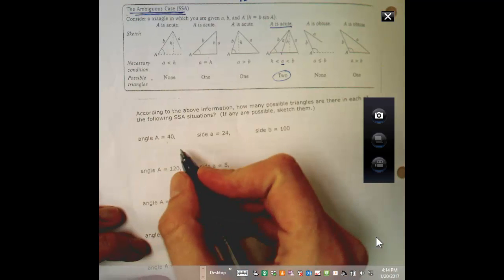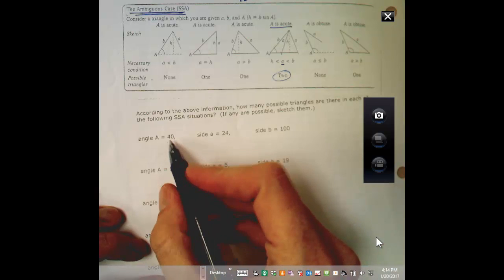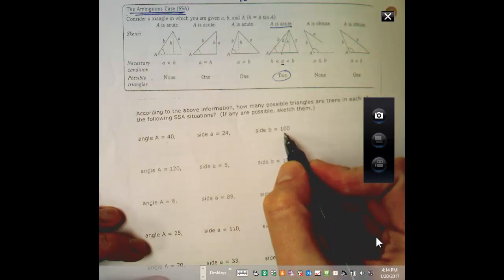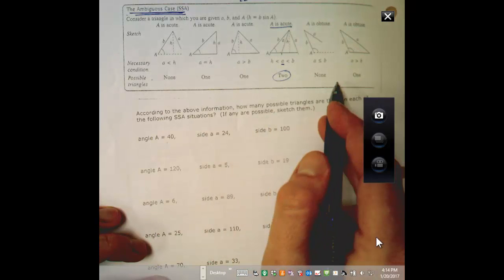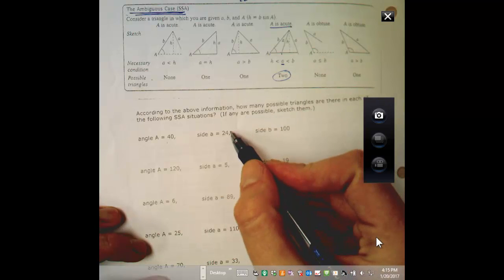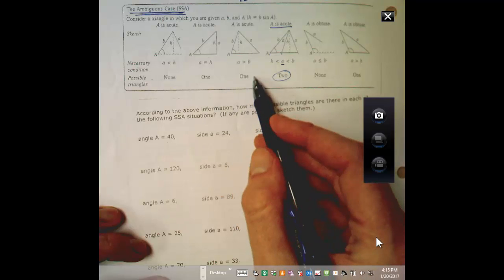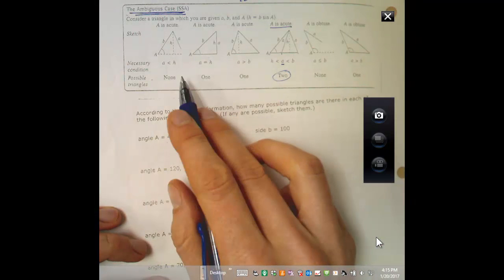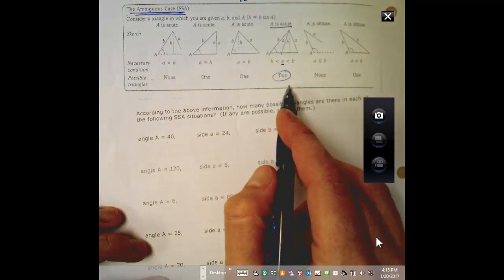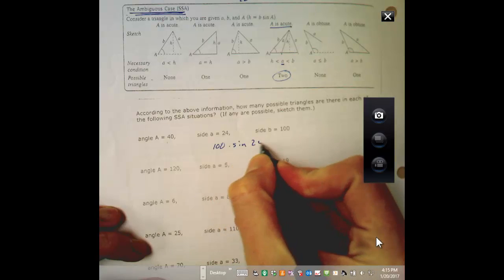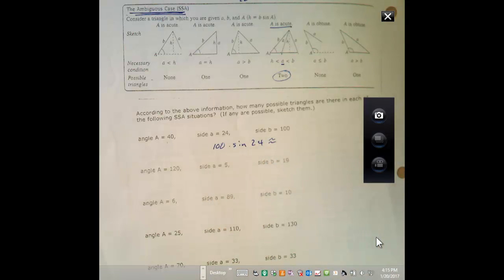So you can take this information and say, well, if I've got an angle of 40 degrees, side opposite is 24, and there's another side of length 100, which of these cases are we talking about? So A is acute, so it's not these two, and side A is less than B, and so it's not that one. And so we don't know if A then is less than H or equal to H or greater than H. So we just have to find H. So H is equal to B times the sine of A, and we can say that's 100 times the sine of 24, and I seem to remember that was 64.